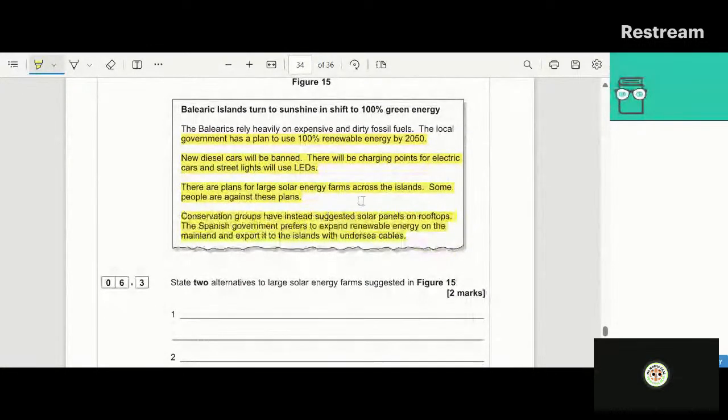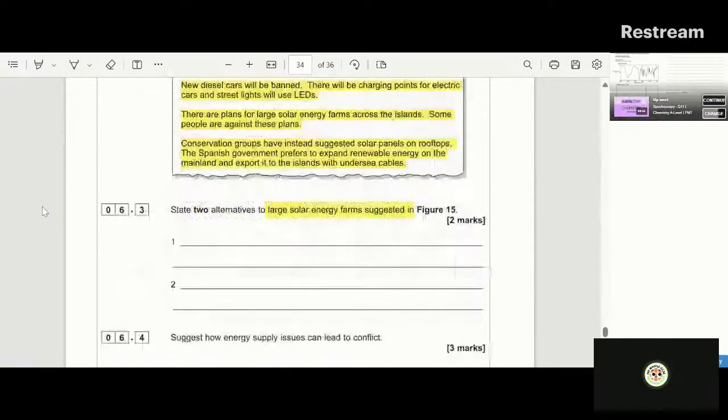State 2 alternatives to large solar energy farms suggested. So, quite easy. Alternatives to solar energy: solar panels on rooftops, as suggested by the conservationist groups, and expanding renewables on the mainland. Copy and paste from the figure.